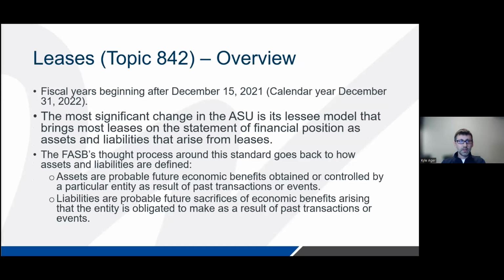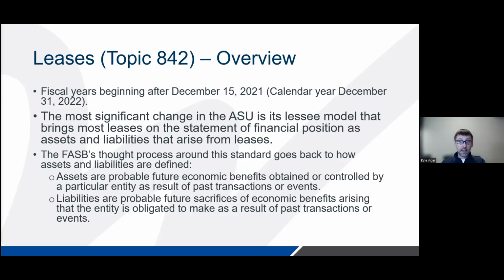All right, so now we're going to talk about leases. This is in effect for the first time for nonprofits for calendar year December 31st, 2022. And the biggest change that you're going to see with this standard is that most of the leases will now be recorded on the statement of financial position as both an asset and a liability. The thought process behind this is that assets are a future economic benefit, and liabilities are a probable sacrifice of those benefits, and they really feel that that leased asset meets both of those definitions.